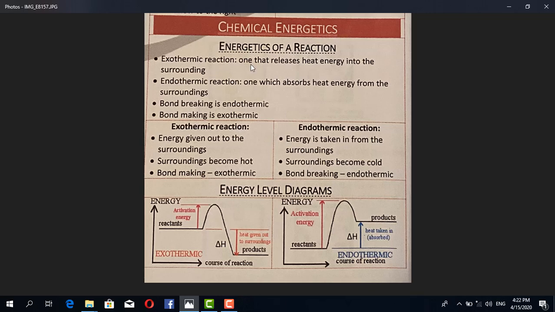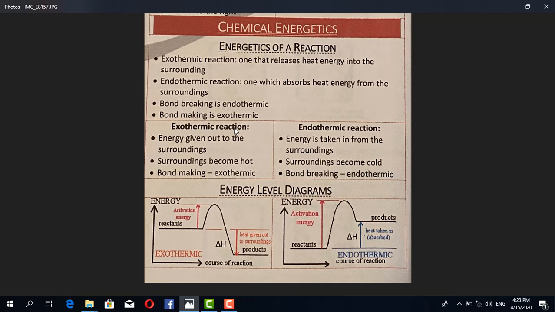Chemical energetics: here we've got the energetics of a reaction. When substances bind together, they go through a chemical reaction. We've got exothermic reactions and endothermic reactions. The exothermic reaction releases heat energy into the surroundings, meanwhile the endothermic reaction absorbs heat energy from the surroundings. Bond breaking is endothermic, meanwhile bond making is exothermic.